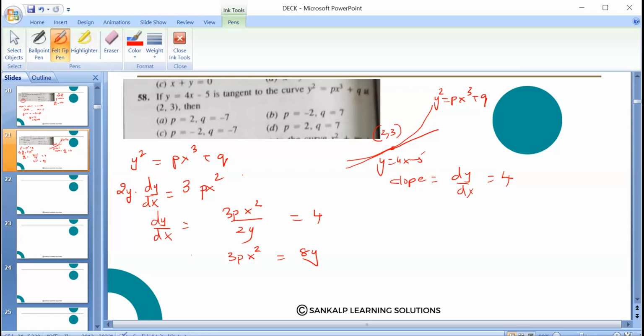Now the slope is drawn at 2, 3. The tangent is drawn at 2, 3. So 3p into 4 equal to 24. 12p equal to 24, p equal to 2. P is 2 means you can cancel C and B.